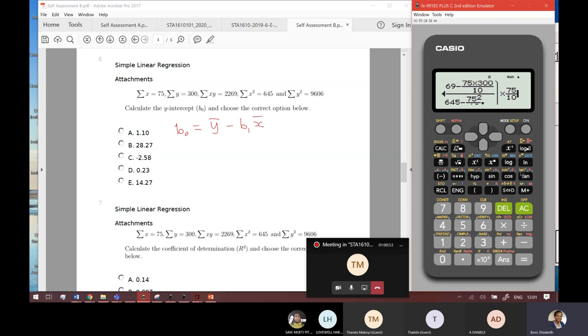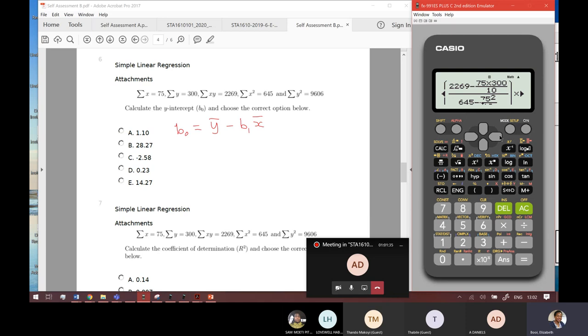And have you got the answer? Ma'am, I have 28.27. So what I've done is I didn't change the calculation that I did on the calculator. I added some of the values. Since I am calculating the mean, I know that my formula for the mean is the mean of y, which is 300 divided by 10, minus our B1, which we calculated using the same formula. So I didn't change it.